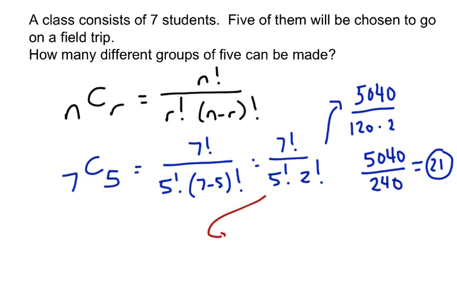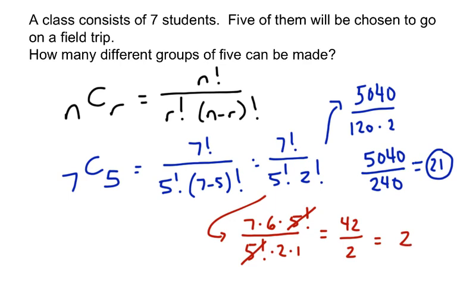The other approach, if you like that, I've got 7 factorial on top that I am going to rewrite as 7 times 6 times 5 factorial. The reason I stop at 5 factorial is that's the biggest one I have on the bottom. And then times 2 times 1. My 5 factorials cancel. This gives me 42 over 2, which again, it better give me the same result. It's 21. There's 21 different groups of 5 that I could make. Here, order doesn't matter, so we used a combination.